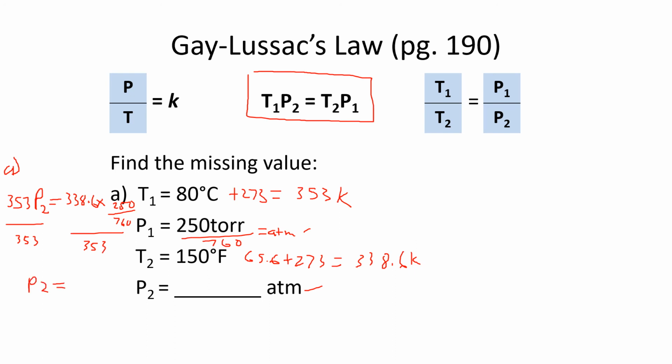P2 equals, all right, let's punch this guy in. 250 divided by 760 times 338.6 divided by 353. And I got a pressure of 0.315, so about 0.32 atmosphere.